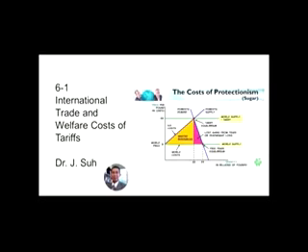Okay, today we're going to show how to analyze international trade using supply and demand, and then we're going to use the same tools to show the welfare costs of tariffs. Okay, let's get right into it.